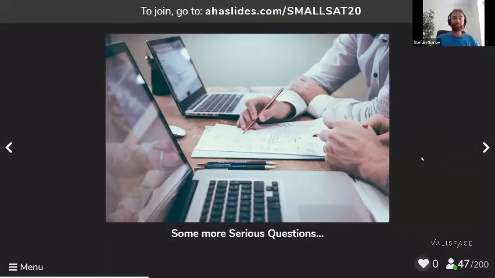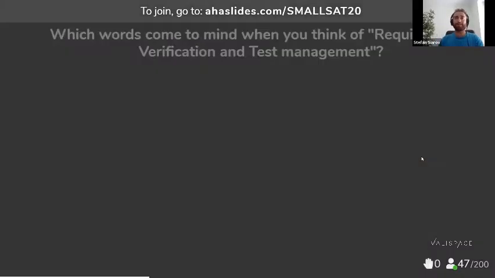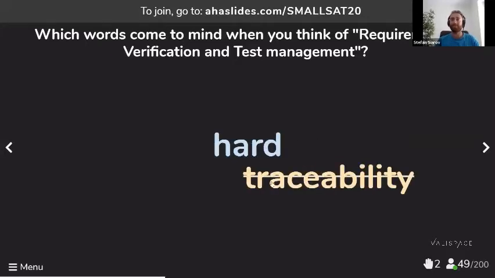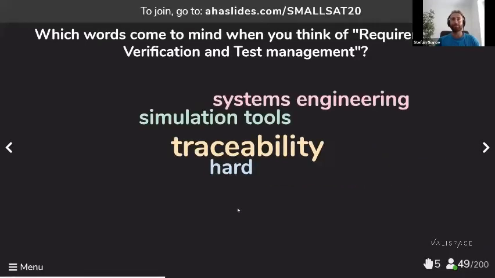So now moving on to a bit more serious questions. So the topic of today is clear, and what words come to mind when you think of these topics? Requirements, verification, test management. What would be the first words that pop into your mind? If you could just share that with us, it could be anything you feel or you've experienced, or anything that comes to mind. Hard, it's definitely hard. Traceability is definitely important. Absolutely, those are two good points. Simulation tools, systems engineering.